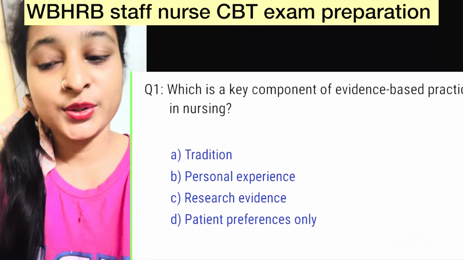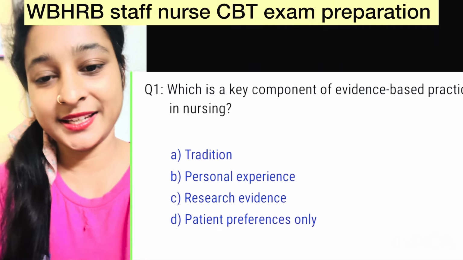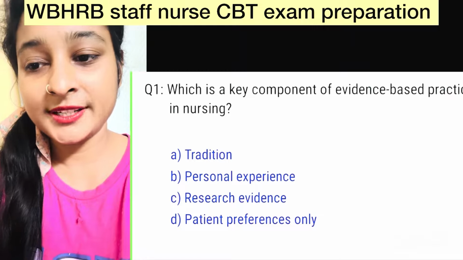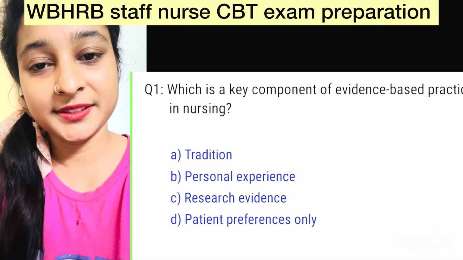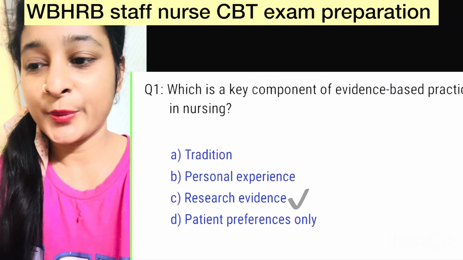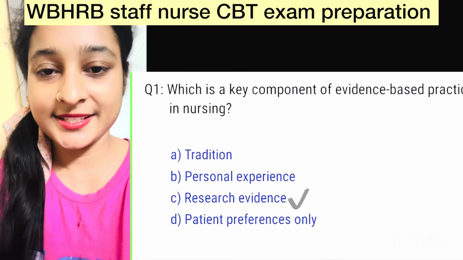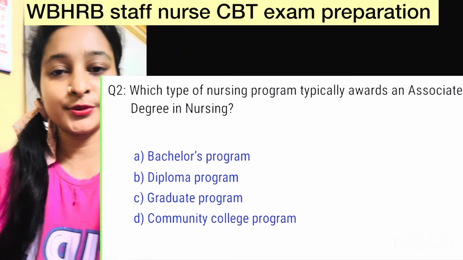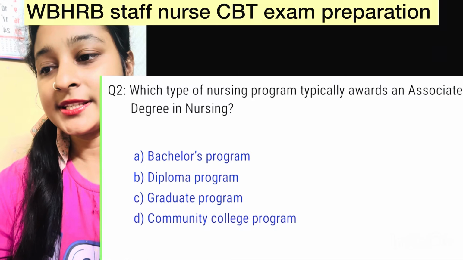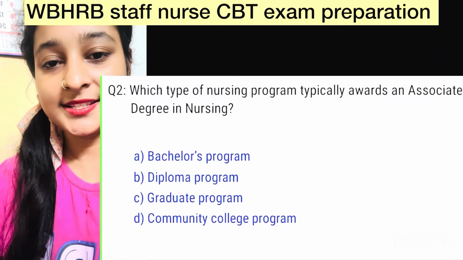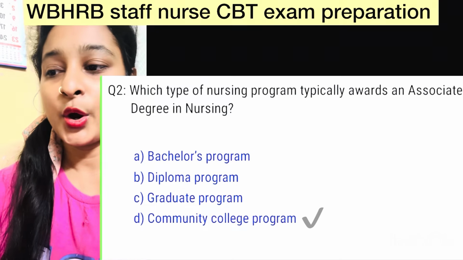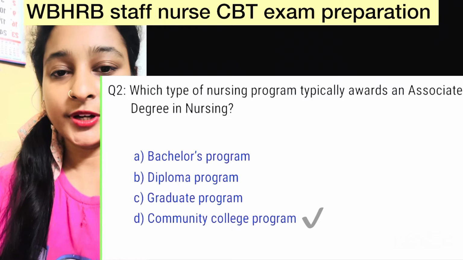Question number 1. Which is a key component of evidence-based practice in nursing? Here, correct answer is option C, research evidence. Question number 2. Which type of nursing program typically awards an associate degree in nursing? Here, correct answer is option D, community college program.